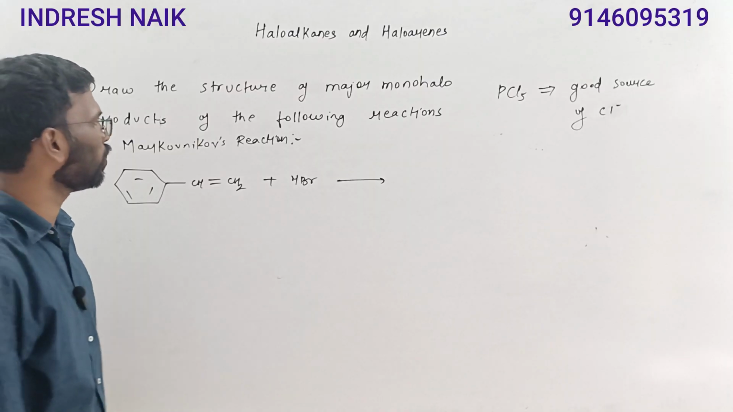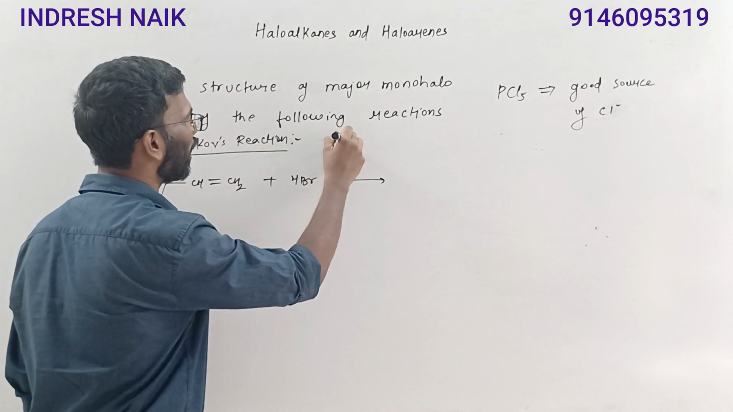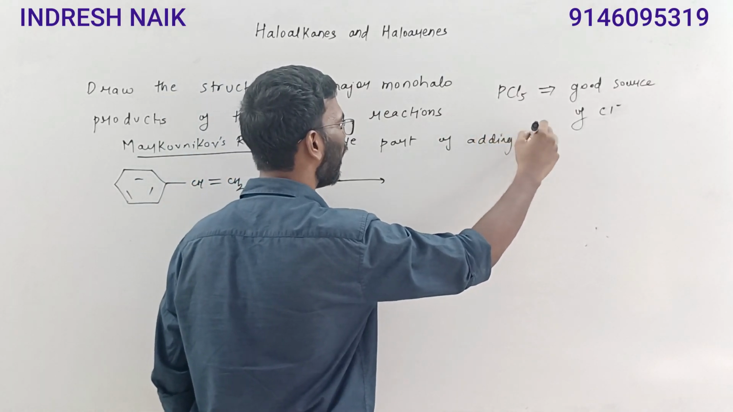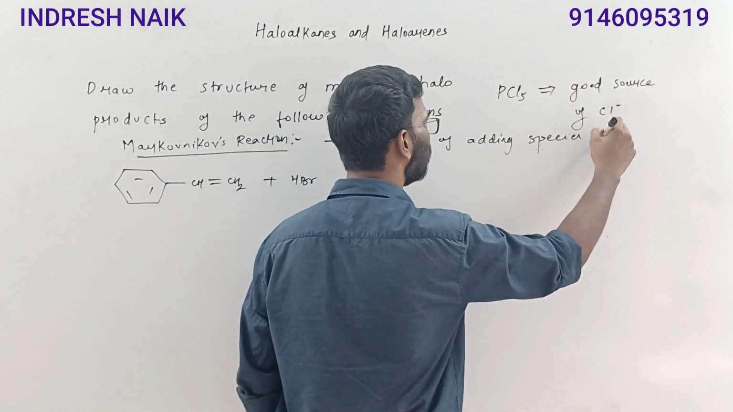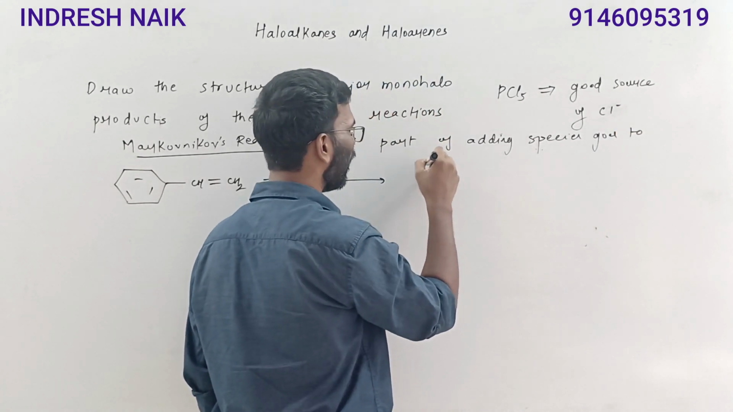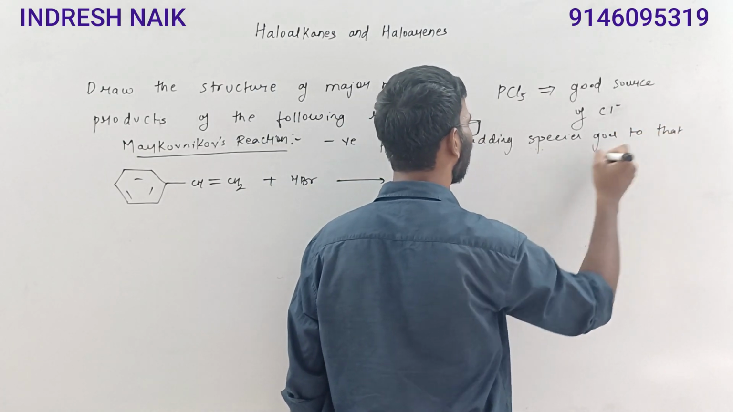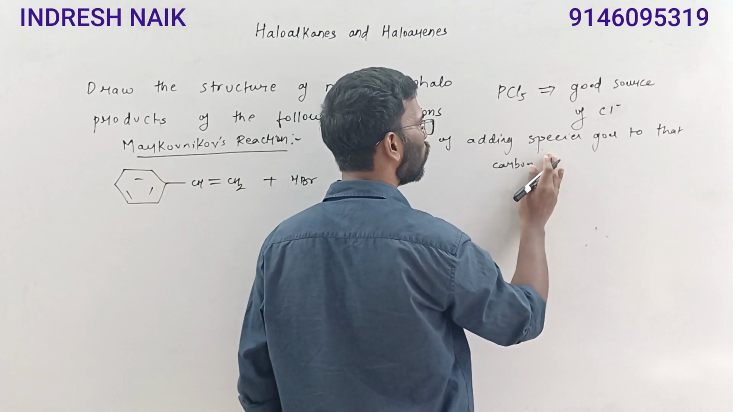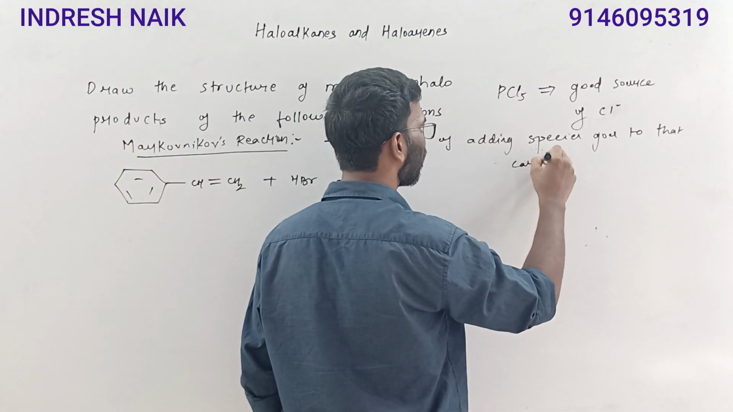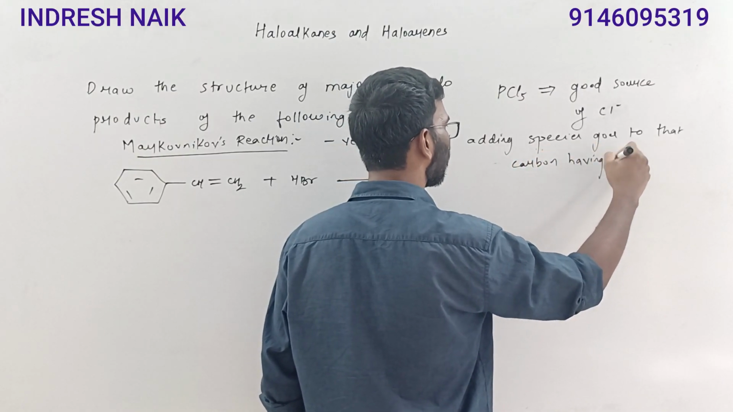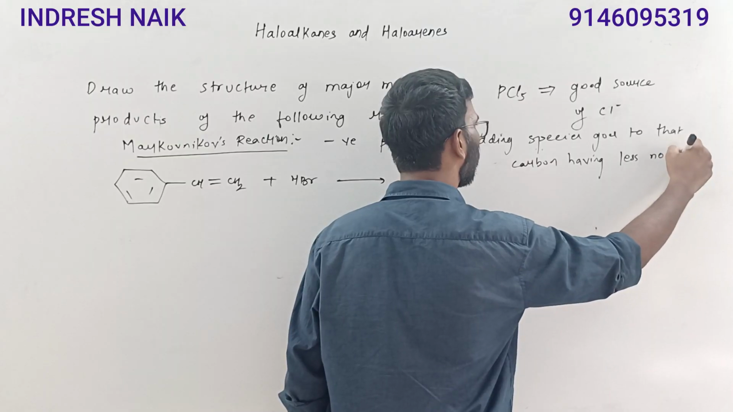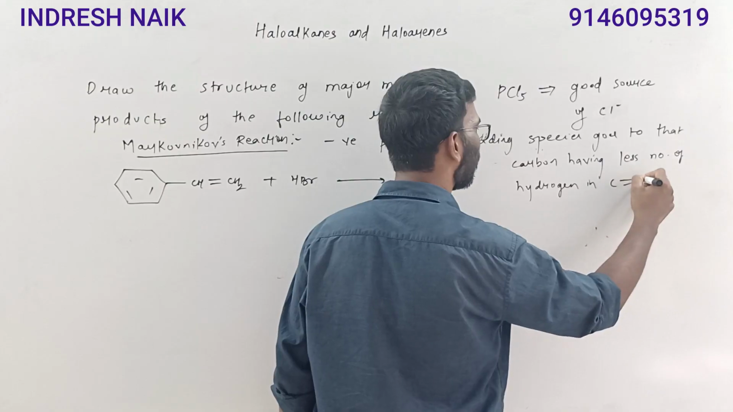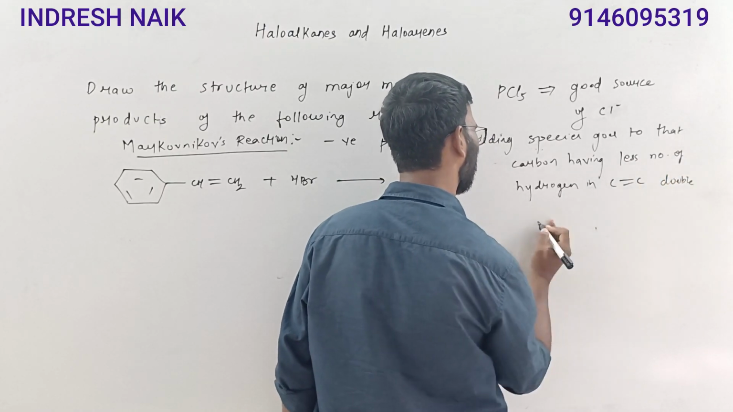According to this, what is Markovnikov's reaction? Negative part of the adding species goes to that carbon having less number of hydrogen in carbon-carbon double bond. This is the rule.